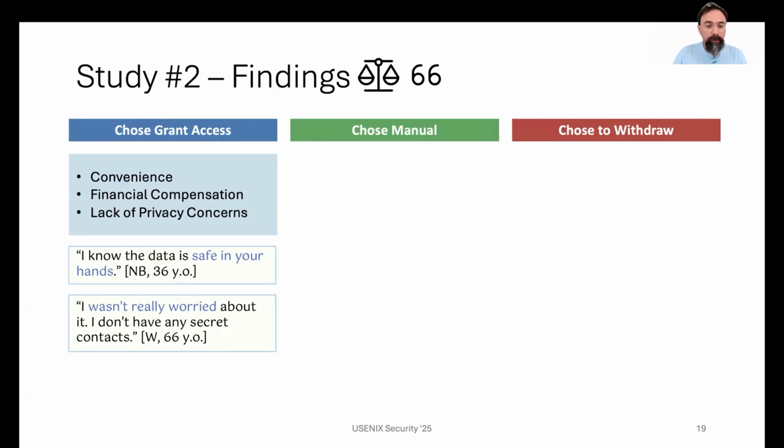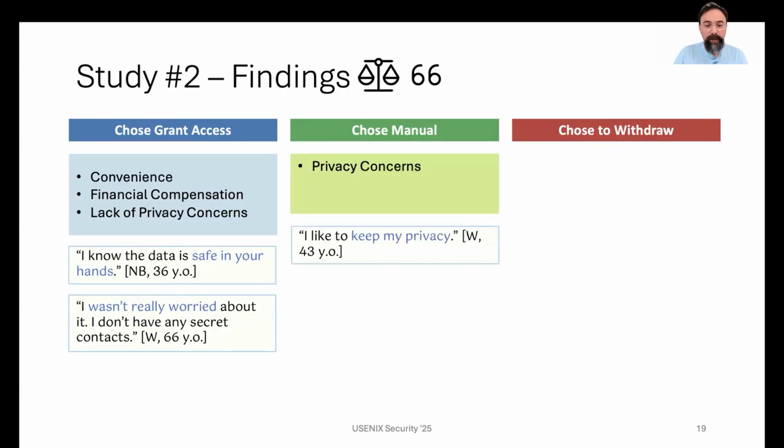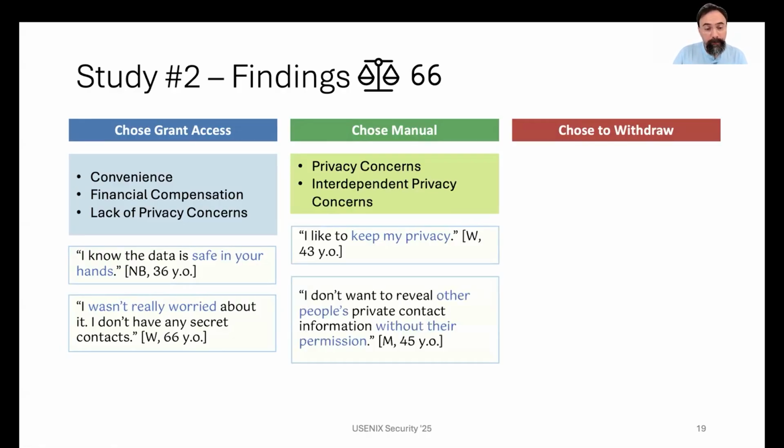Among those who responded manually, privacy was a central theme. Over half simply said, I like to keep my privacy. And among them, some also mentioned interdependent privacy, saying that they were not comfortable sharing information about others. Like one said, I don't want to reveal other people's private contact information without their permission. And finally, among those who withdrew from the study, they mostly mentioned privacy concerns.